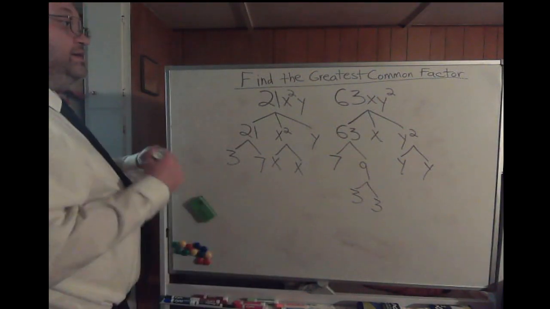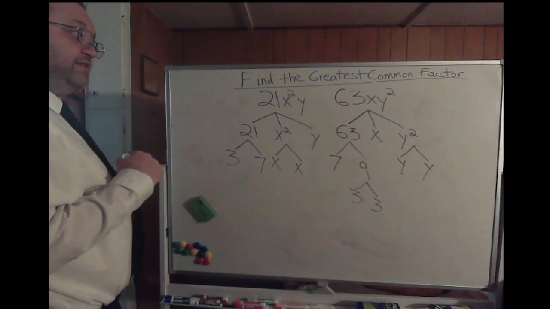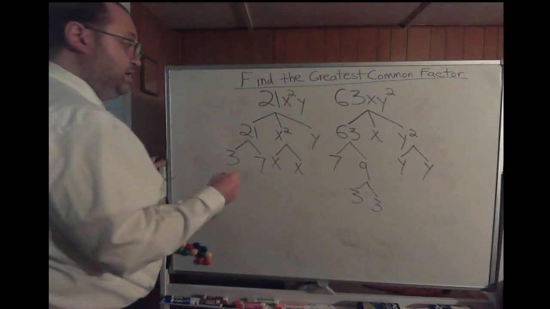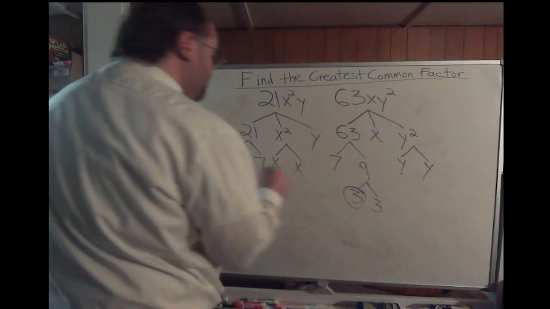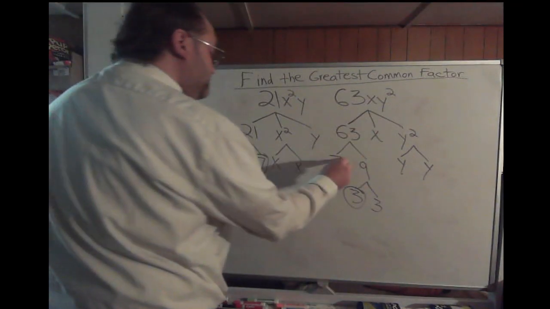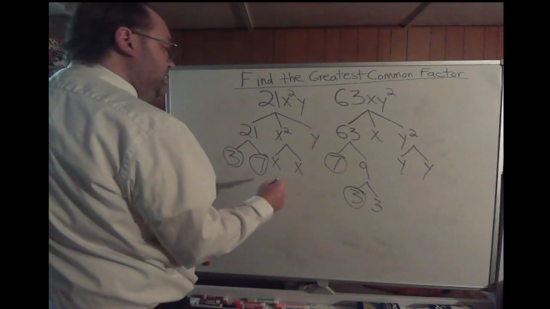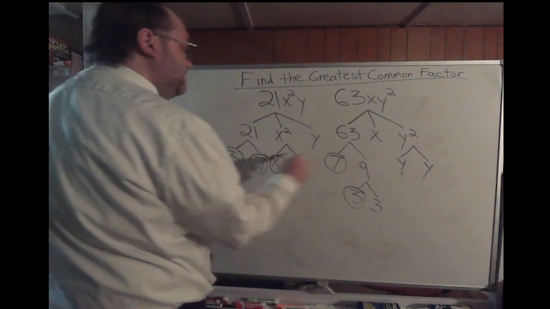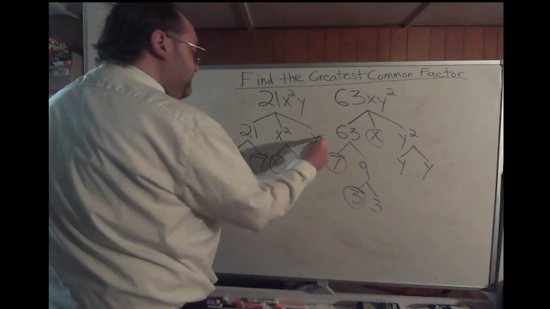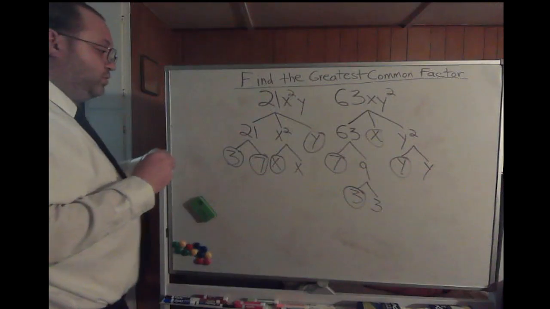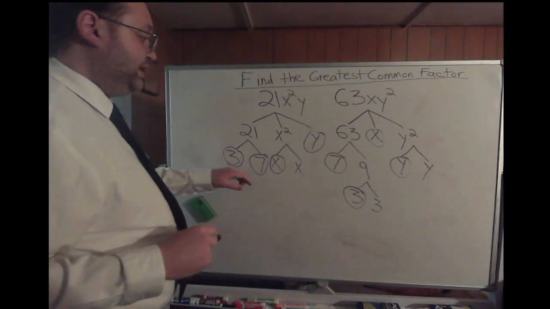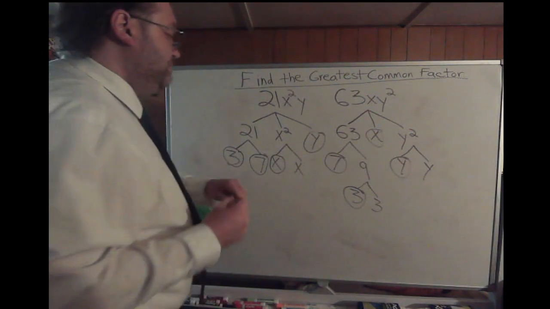Now, like you would any other time, go through, look for what do they have in common. They definitely both have a 3 in common. They both have a 7 in common also. They even have an x in common. They even have a y in common. So we've gone through, looked for what do they have in common. They have a 3, a 7, an x, and a y in common.